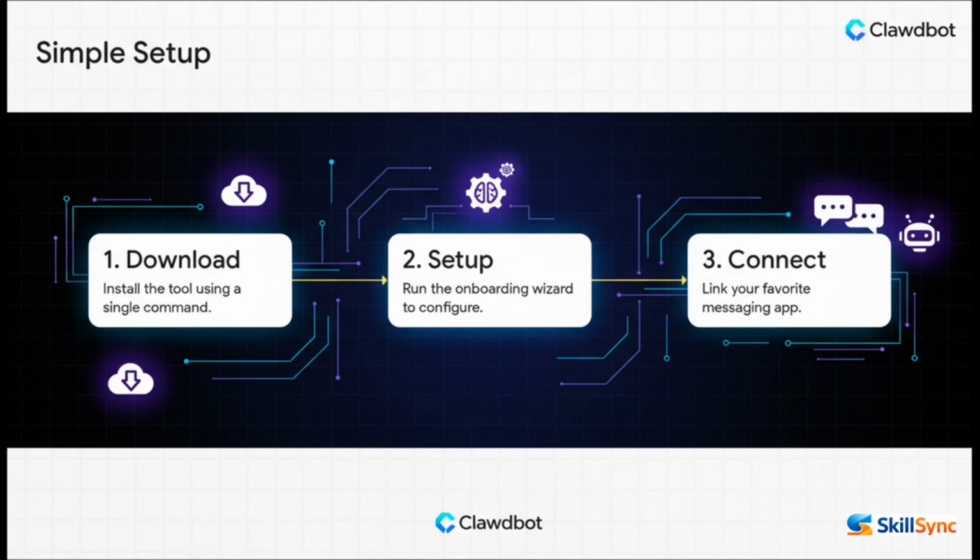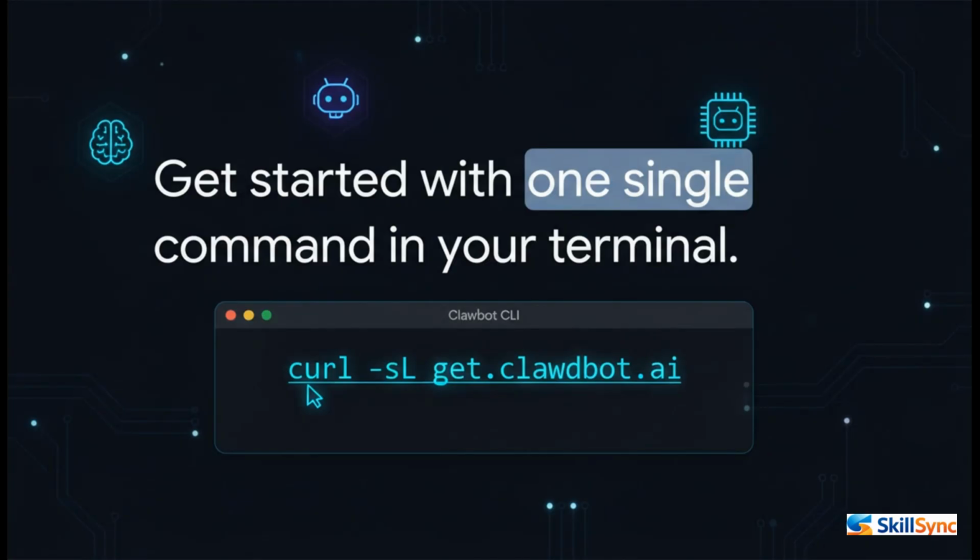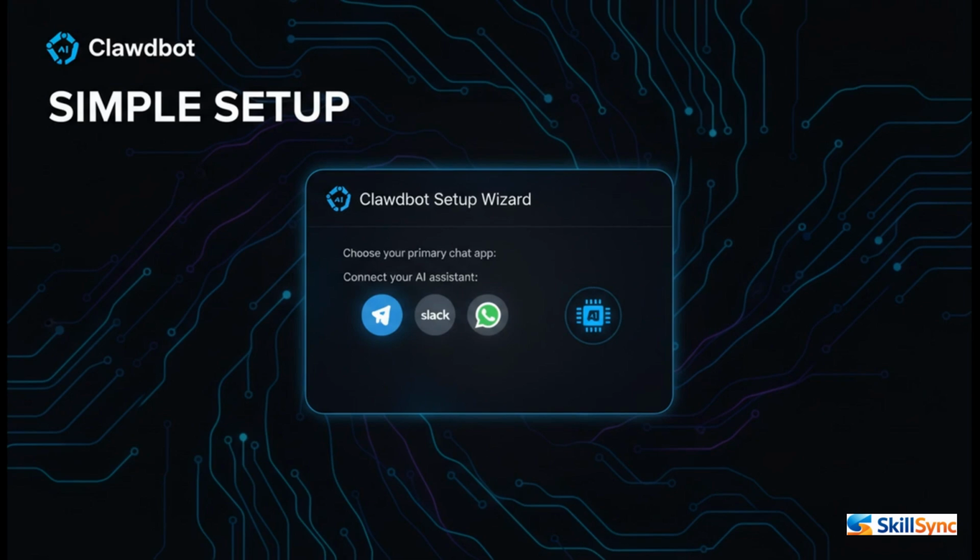That's it. First step, you just pop open a terminal on your computer and type in one single command. That's literally all it takes. This one line downloads everything you need to get started. And next up, you run the setup wizard. And don't worry, this isn't some crazy long process. It's just going to ask you a few simple questions to get everything configured just right for you.